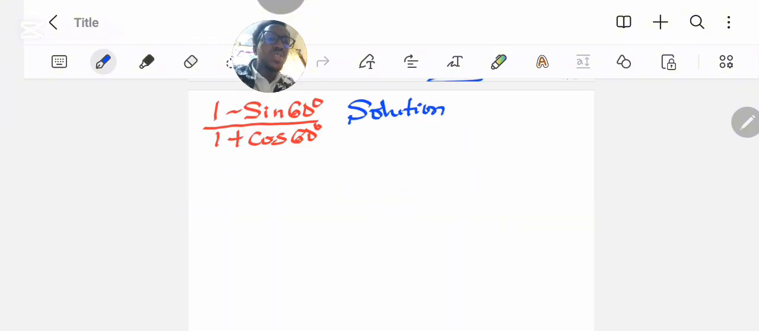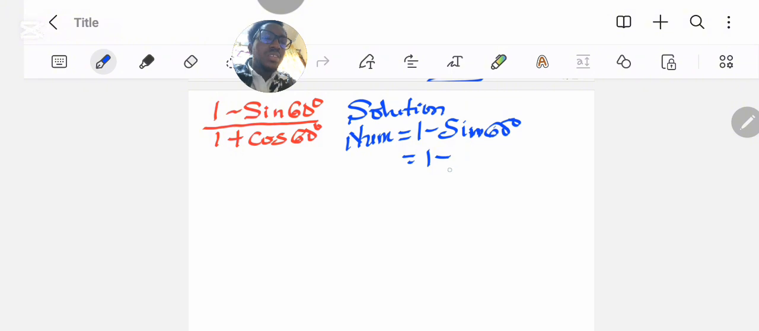All right, we have another question to evaluate: 1 minus sine 60 degrees divided by 1 plus cos 60 degrees. Let's take the numerator first. The numerator is 1 minus sine 60 degrees, and sine 60 degrees from the table is root 3 over 2. The LCM is 2. 2 times 1 is 2, minus root 3, so we have this.